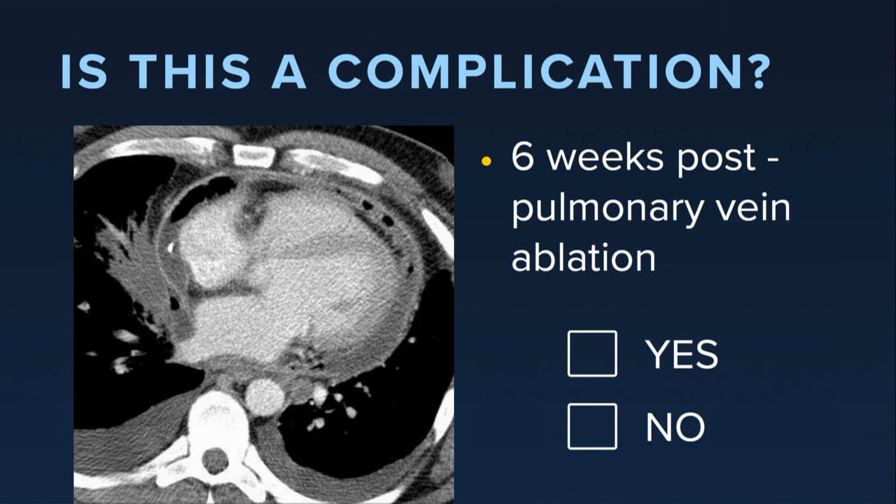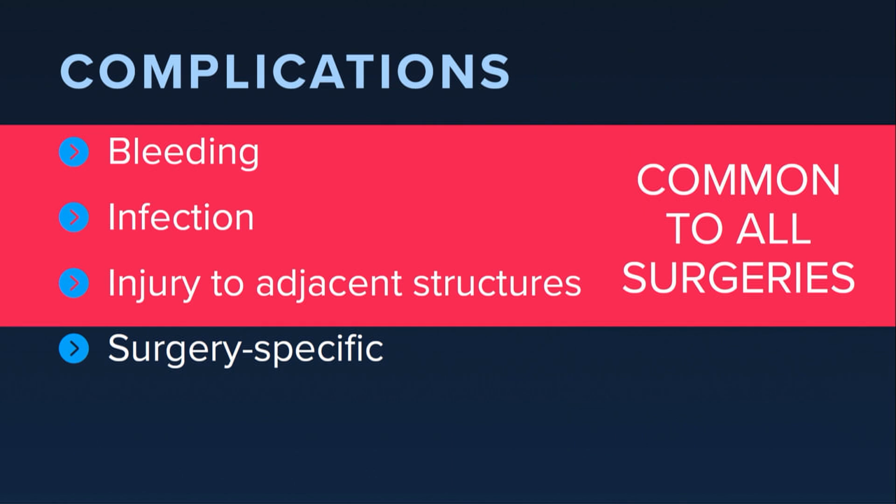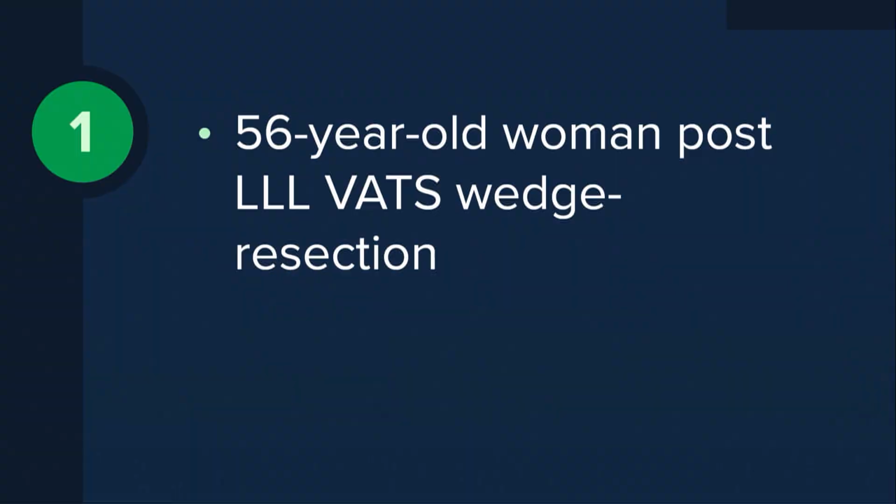Whereas if they're 6 weeks post-pulmonary vein ablation, then yes, this is going to be a complication. This would not be the expected course in this type of procedure. And so clinical information is important in our interpretation. Now, there are some complications which, again, are common irrespective of the type of surgery. And I tend to think of these as the things that you consent for in the procedure. So bleeding, infection, injury to adjacent structures. These are inherently risk in all types of surgeries. But then you have some very surgery-specific complications. And as we go through some cases today, we'll talk about some of those nuances.